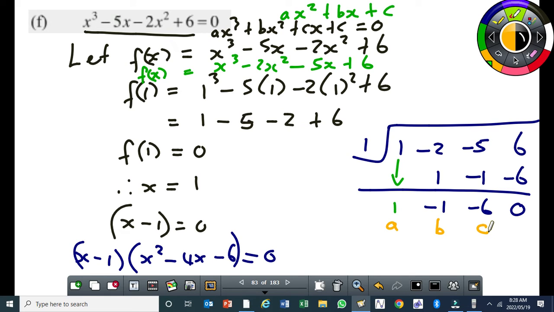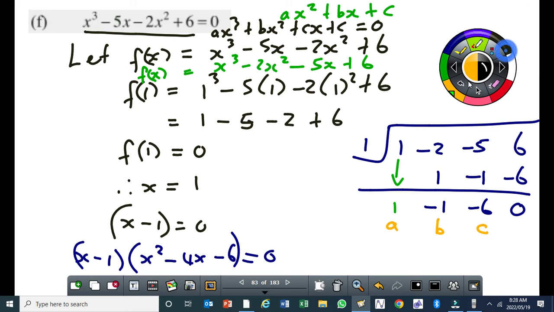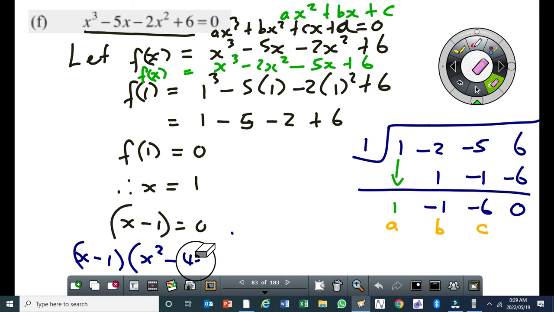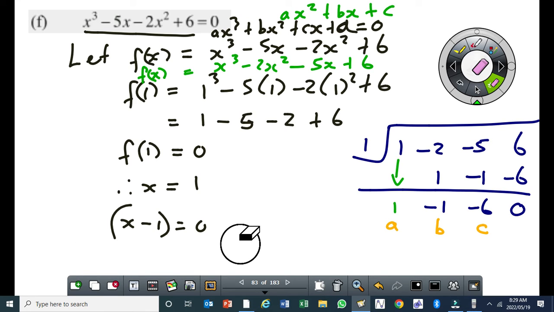Please take note of the mistake which I made here. It's very important that your cubic polynomial is in standard form. Is that clear? The standard form is ax cubed plus bx squared plus cx plus d. Okay? Right, so let's carry on. Let's carry on. So now we can smile.